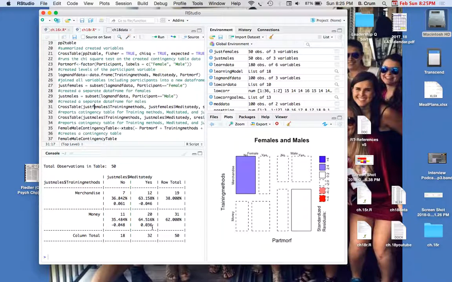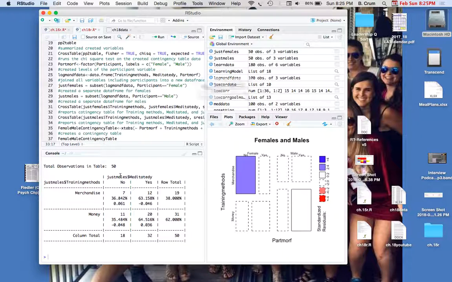And for males, there were 50 overall right here. 19 were given merchandise, 31 were given money. 18 were not able to meditate, 32 were. They could be reported as percentages as well. So in short, males seem to be more willing to meditate at the end than females, 32 people compared to 23. And then they're also more motivated by money than females. There's 20 males compared to the 13 females that were able to meditate at the end that were motivated by money or incentivized by money.